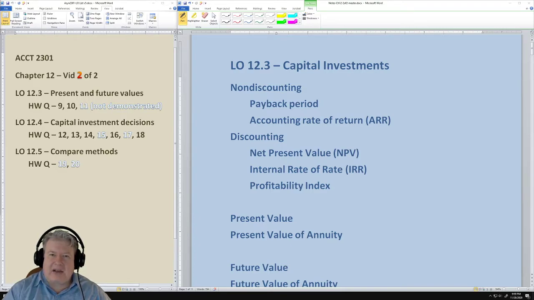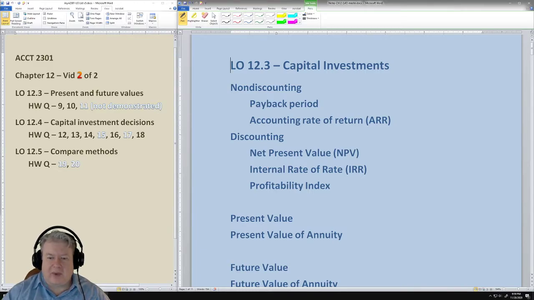Now we're getting into the discounting. And we'll tackle the word discount in just a moment. But essentially it means those items that involve the time value of money or interest. And we're going to primarily work with net present value. We will also touch on two more minor ways of looking at it, which are the internal rate of return and the profitability index. But primarily, we're going to do a bunch of work on net present value.